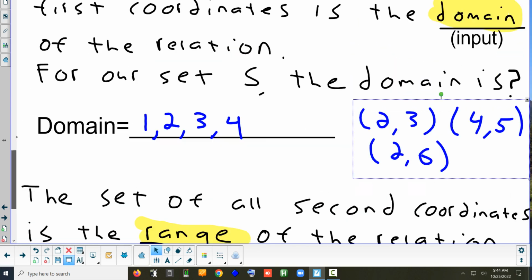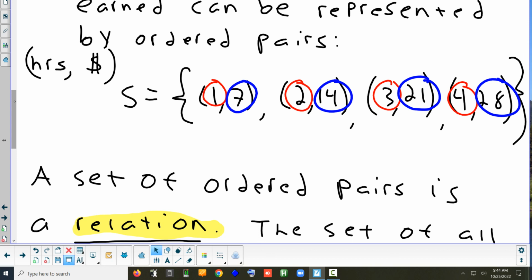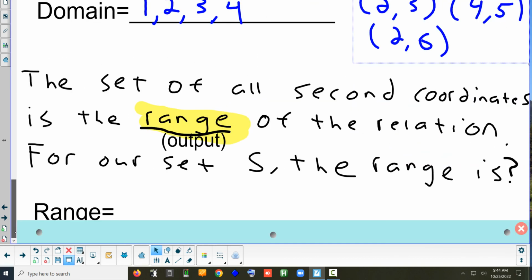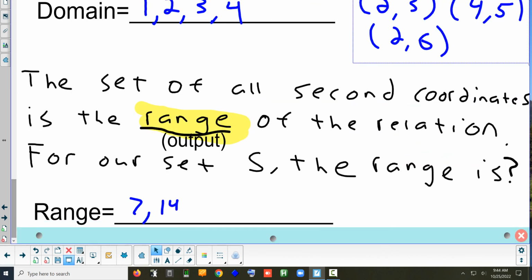So let's look at our coordinates. What 4 numbers are in the range for that relation? Yep. 7, 14, 21, and 28. So on the line where it says range, right above example 1a, that's what you put in.